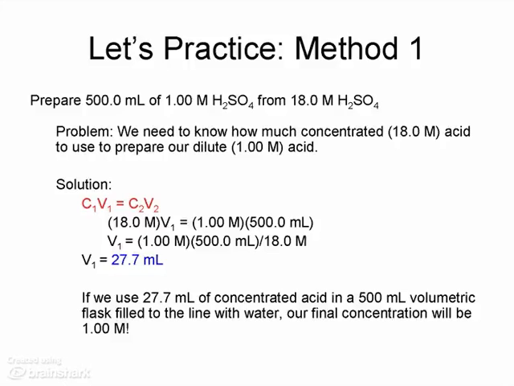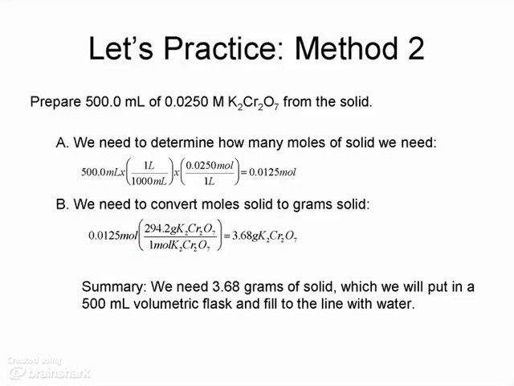So what this problem is telling us is that if we use 27.7 milliliters of concentrated acid in a 500 milliliter volumetric flask and we fill to the line with water, our final concentration in that flask will be 1 molar. Now let's practice making a solution of known concentration using the solid, so method 2.